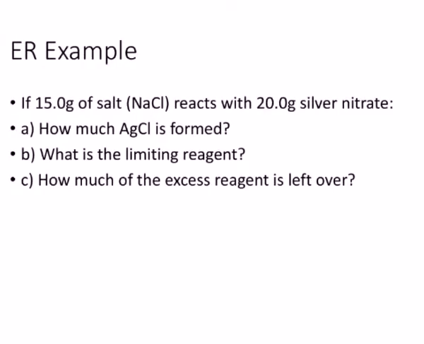So here's the problem. It says 15 grams of salt, NaCl, reacts with 20 grams of silver nitrate. How much AgCl is formed? What is the limiting reagent? Both of these will go together, and then we will do part C together in a few minutes. What's the first thing we need? Balanced equation, right? So we're given 2 reactants, guys. You have to predict the products.